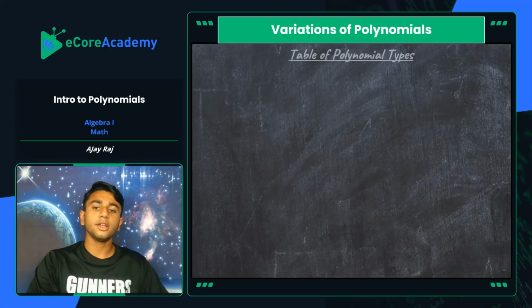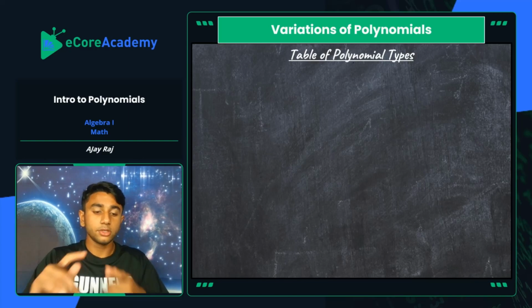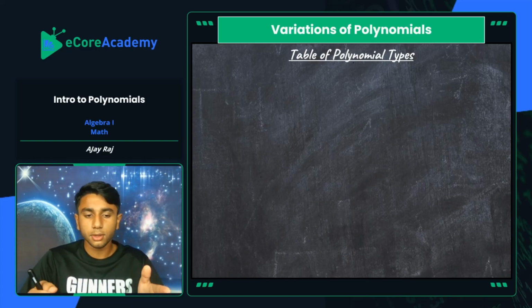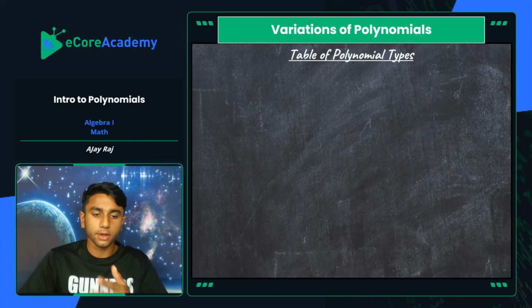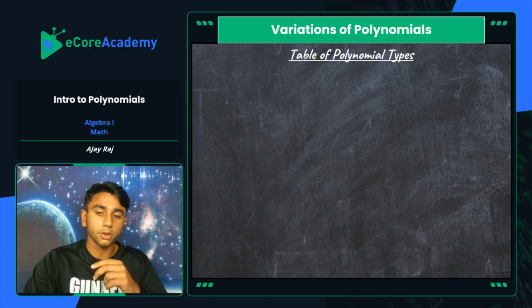Now let's take a look at variations of polynomials. So this is going to be a table of polynomial types. I'm going to give you all the different types of polynomials that you can have and how to identify them based off of the amount of terms that they have and also the degree that they have. So there's 2 identifications that you have with a polynomial. You say, for example, you have 2 terms within a polynomial, and then you're trying to find out the degree. You always identify it by the number of terms and the degree of the polynomial.